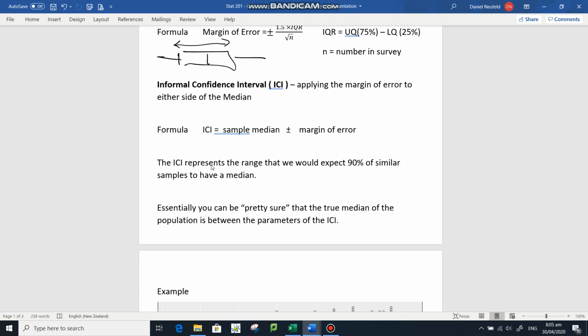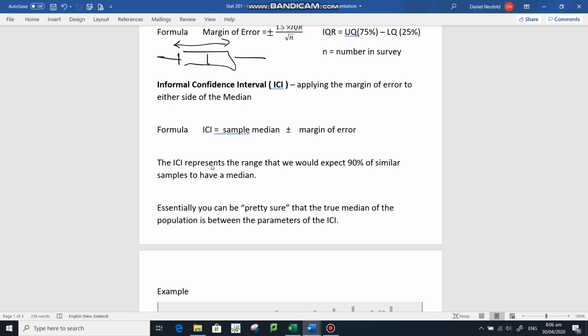Now, the technical interpretation of an informal confidence interval involves 90%. Some people write that you're 90% confident that the interval is between here and here, which is sort of correct, but also sort of wrong. The technical definition is that if you did 100 of these kinds of surveys, like samples, 90 of them would have a median that was between the range that we're going to calculate, your confidence interval.